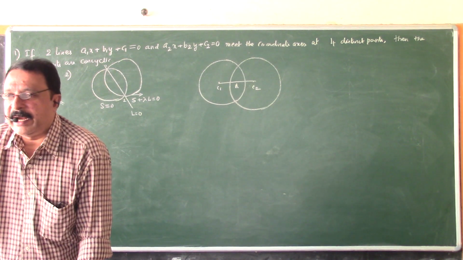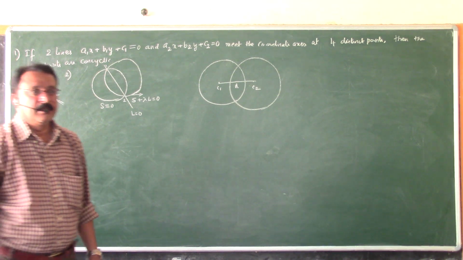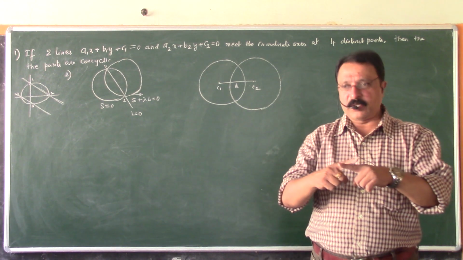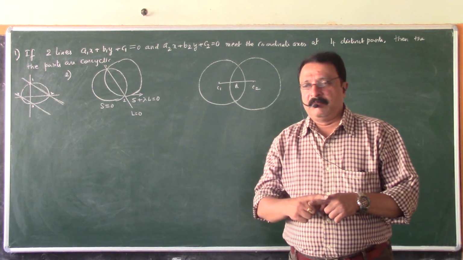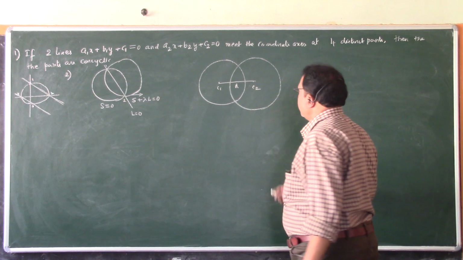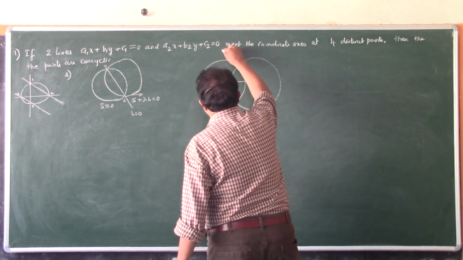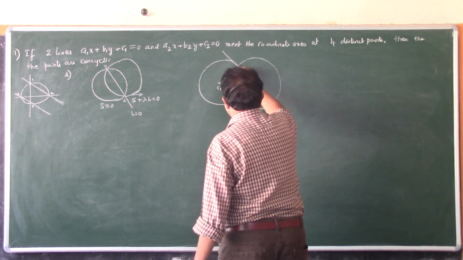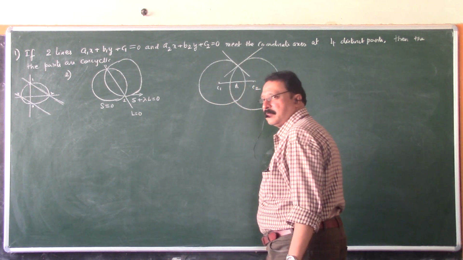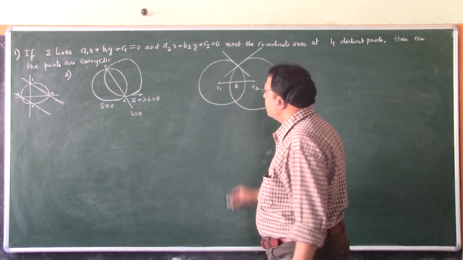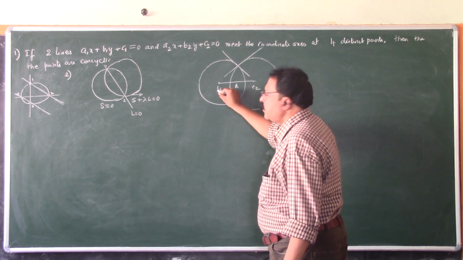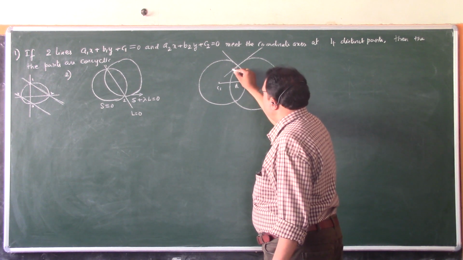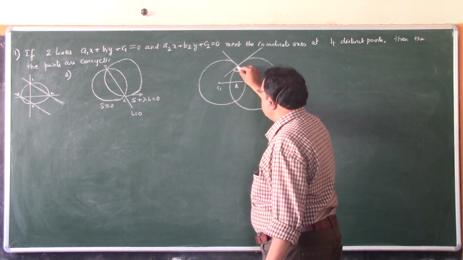What do you mean by angle between the circles? How to find the angle between the circles? You can easily find out the angle between two straight lines. But how to find the angle between the circles? To find the angle between the circles, we draw a tangent to the first circle and draw a tangent to the second circle. This is the tangent to the circle whose center is at C1. This is the tangent to the circle whose center is at C2. Now there is an angle between these tangents, and that is theta.